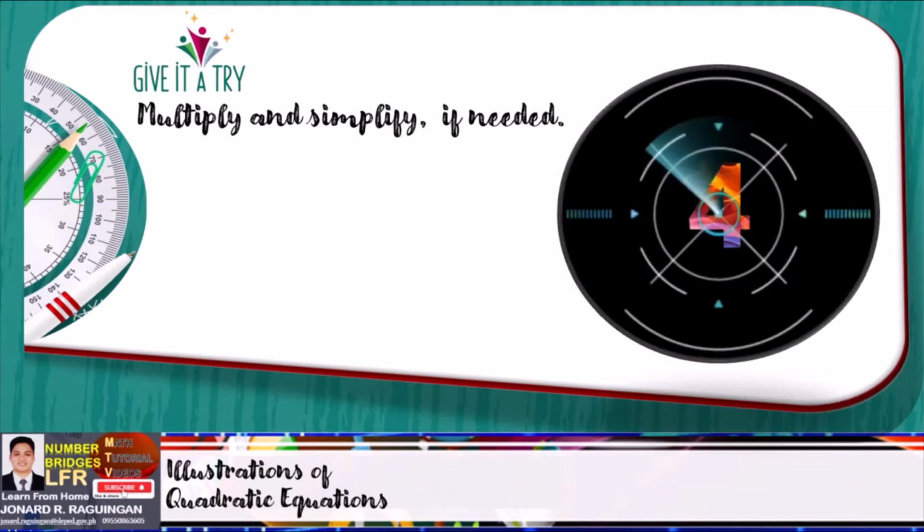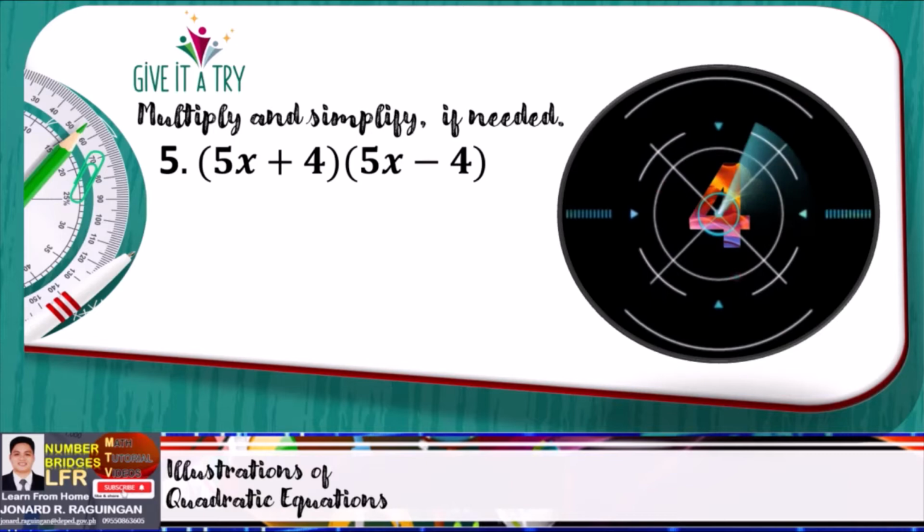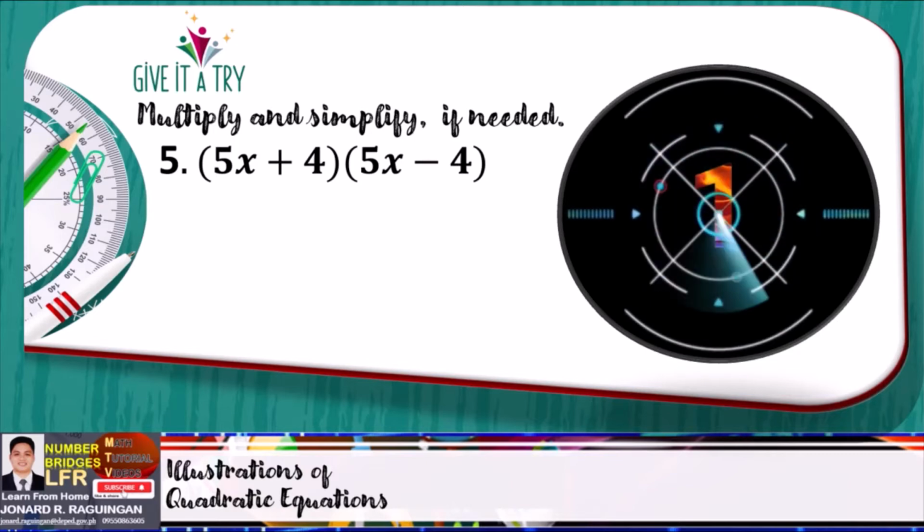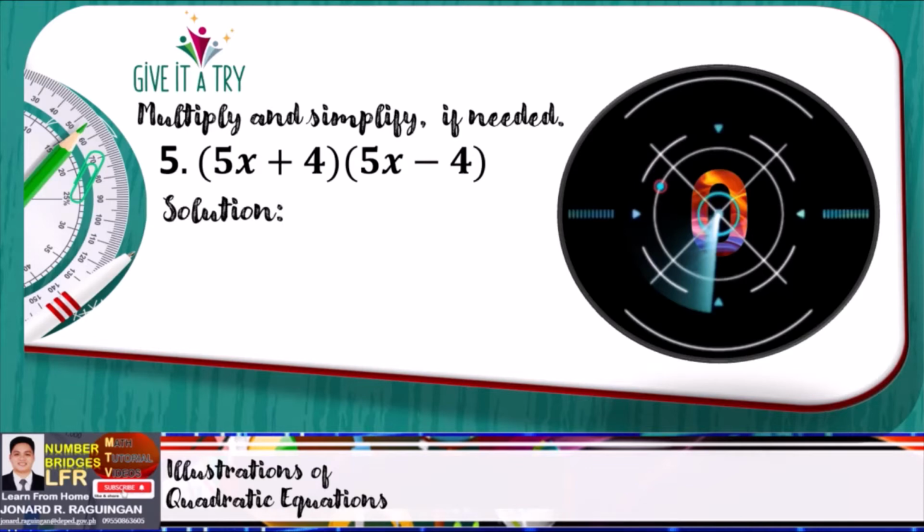Very good! For number 5, we have the quantity of 5x plus 4 times the quantity of 5x minus 4. So you will have 5 seconds to answer that. As you can observe, we are multiplying a sum and a difference of a binomial. In simplifying, we need to square the first term minus the square of the second term.